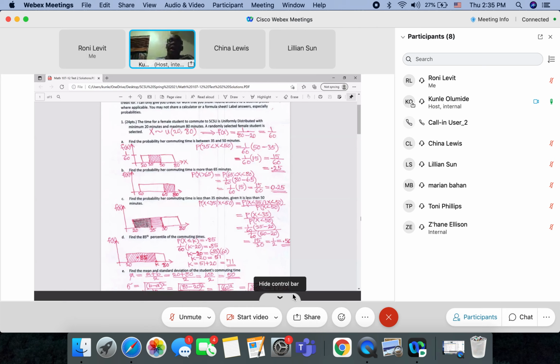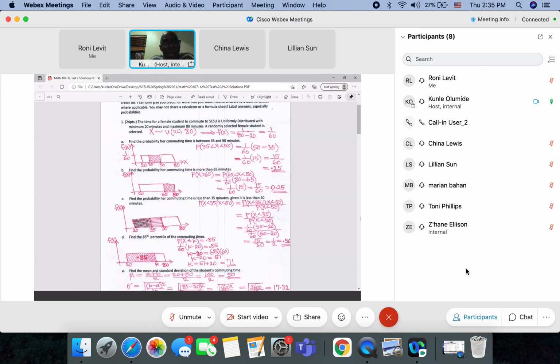C, this is the conditional probability part of it. What is the probability that it's less than 35 minutes given it is less than 50? Then you set it up. Then you see that x less than 35 intersection x less than 50, which is the overlap, right? And you go on and sketch the graph.